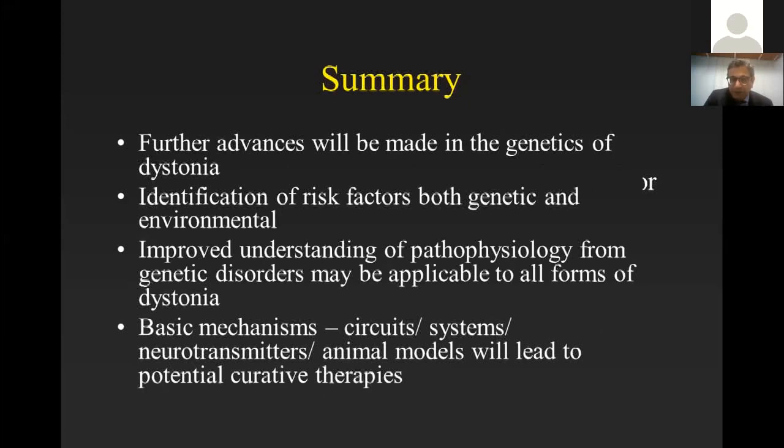There will be further advances in the genetics, not just in dystonia, but in all other fields in movement disorders. There will also be identification of risk factors, both genetic and environmental, to understand why the penetrance of dystonia is low. If we can understand that in the genetic forms, that will be very useful. There will be further advances in pathophysiology and better understanding of basic mechanisms, which will hopefully lead to potentially curative therapies, which we don't have at the moment. Apart from dopa-responsive dystonia and Wilson's, we are struggling to treat patients, and we do it mainly symptomatically.